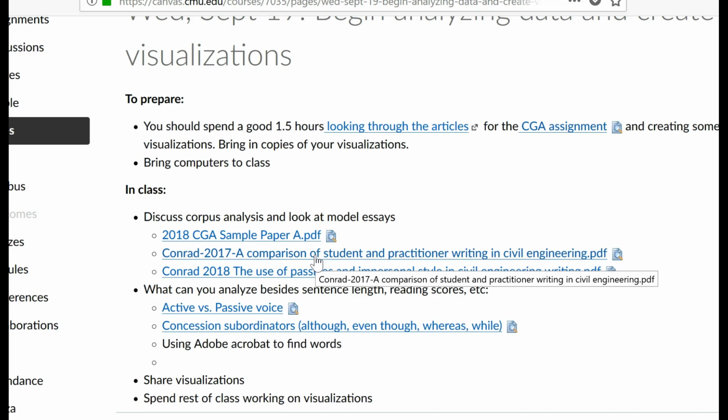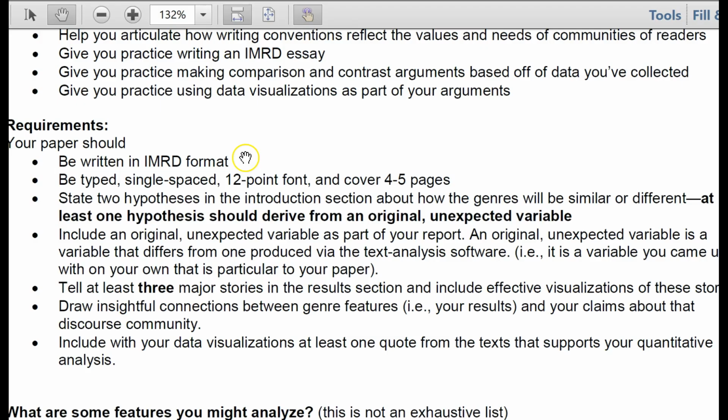Now, your assignment instructions. Your assignment instructions have the following requirements. It says state 2 hypotheses. Actually, you can consider that as state at least 2. So if you have 3, that's fine. And at least 3 major stories.